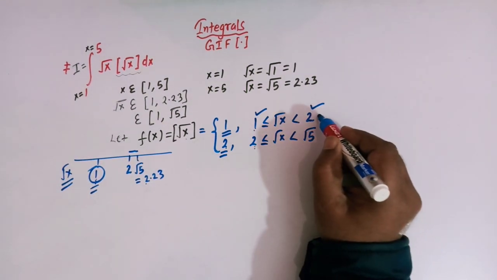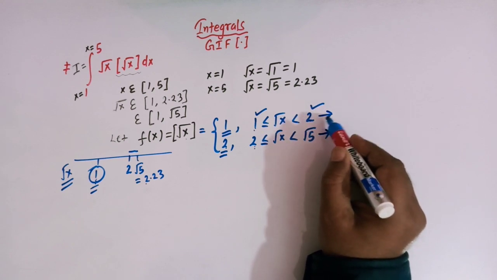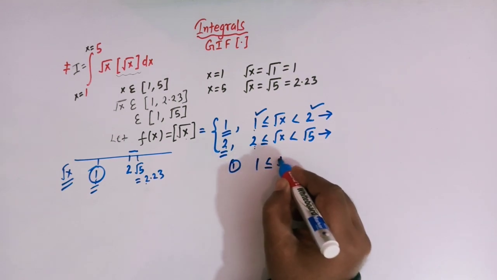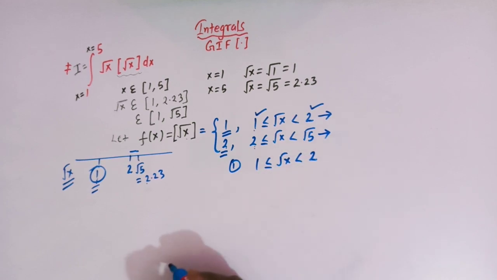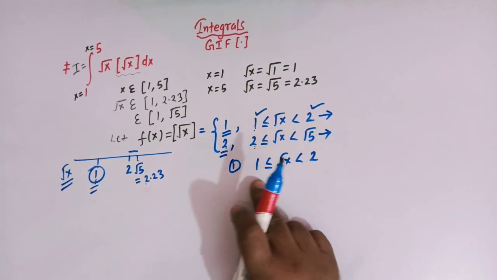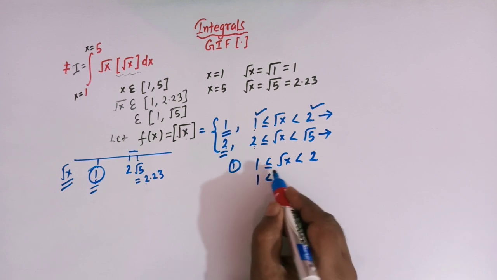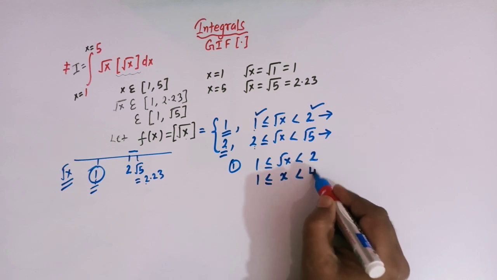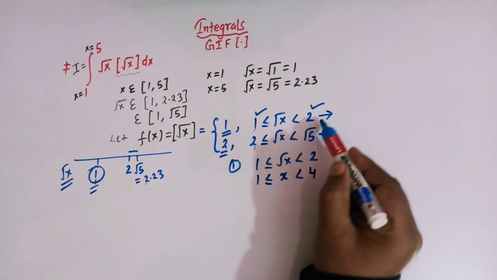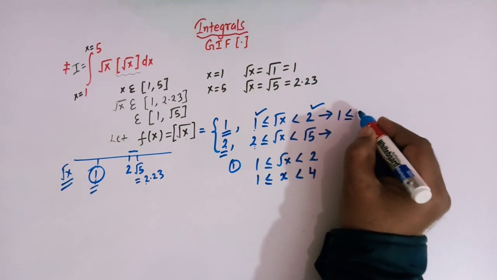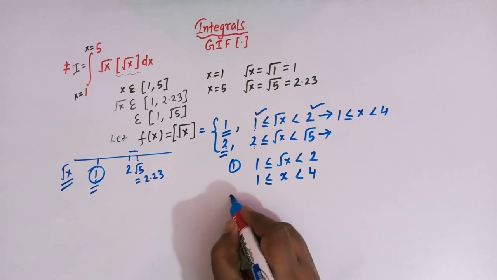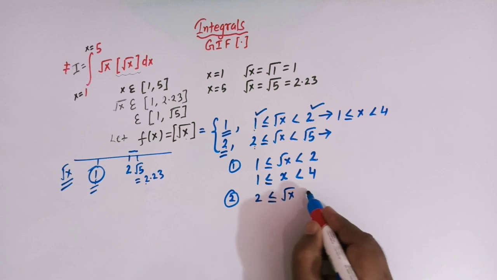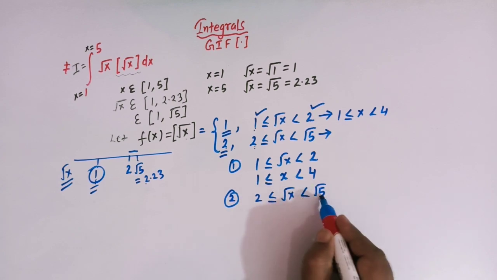Now we'll solve these two inequalities. The first one is 1 less than or equal to square root of x, less than 2. Now if we square throughout, we'll get 1 less than or equal to x, less than 2 squared, that is 4. So this inequality is equivalent to this one. And now let us take the second one. Here we have 2 less than or equal to square root of x, less than root 5.